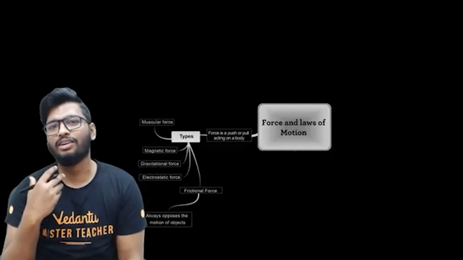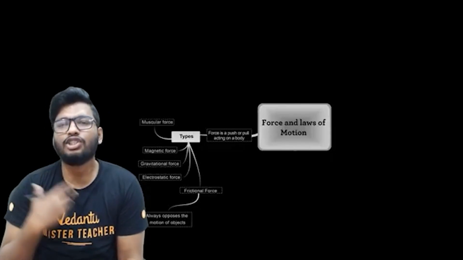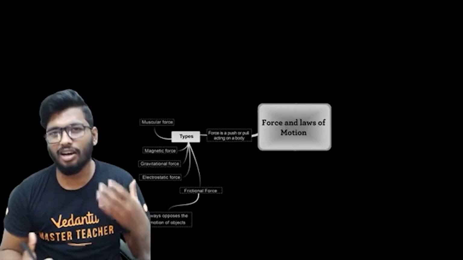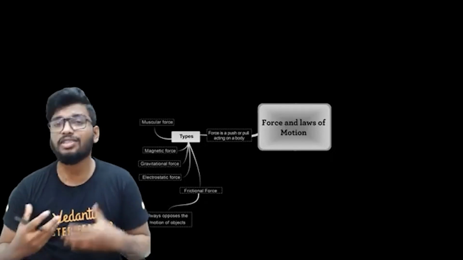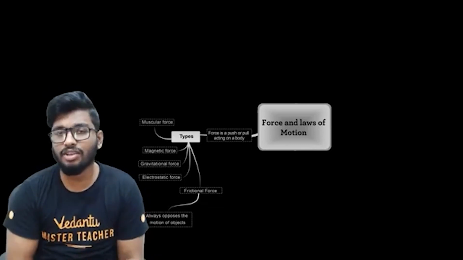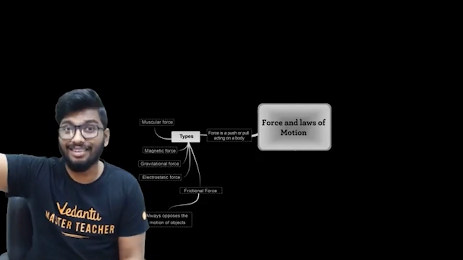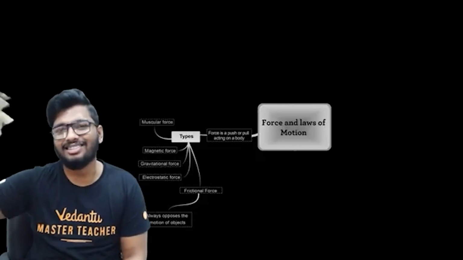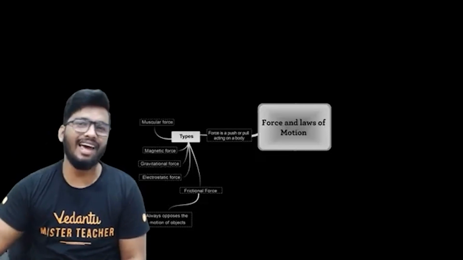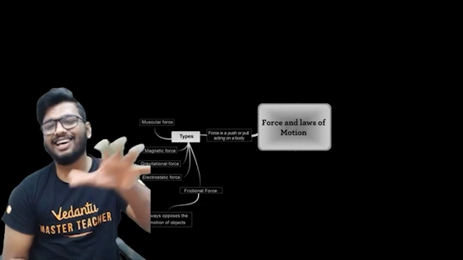Electrostatic force is nothing but the charge possessed by a body. So when you rub a body, it gets charged or it possesses some charge. Again, like charges repel, unlike charges attract. That is your electrostatic force. One of the examples is thunder and lightning. Thunder and lightning is basically an example of electrostatic force. And frictional force is nothing but the force that acts in the opposite direction. So these are the types of force.